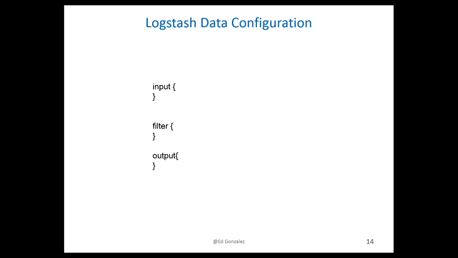Now that we know what our data looks like, we can create a Logstash configuration file. This file tells Logstash how to handle the data. It has three main parts: the input, where to find the data and how to get it; the filter, how to process the data; and finally the output, where and how to send the data.